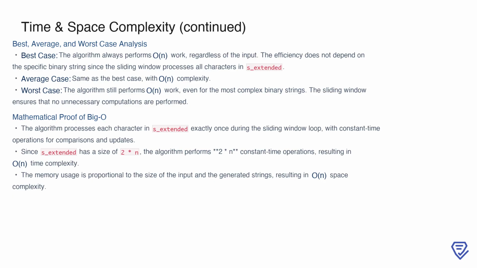Even in the worst case, where the binary string could be highly irregular, the sliding window approach ensures that no unnecessary computations are performed, maintaining O(n) time complexity. Mathematically, the algorithm processes each character in s_extended exactly once, performing constant time operations for updates and comparisons. Since s_extended has a length of 2*n, the total work amounts to 2*n constant time operations, leading to an O(n) time complexity. The space complexity, dominated by the strings alt1, alt2, and s_extended, is also O(n).